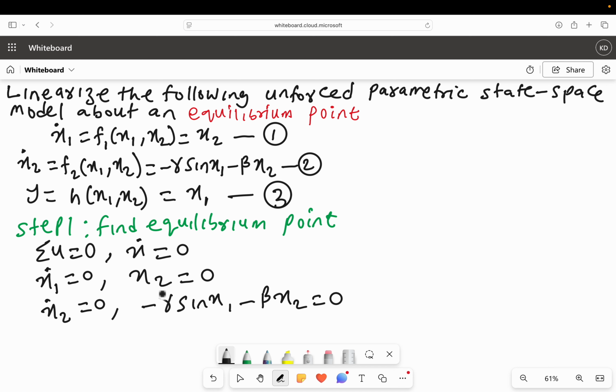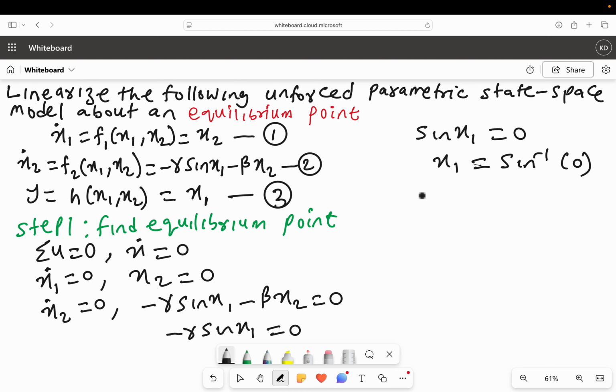But for the equilibrium point, we have already found that S2 is equal to 0. Substituting it into this, we have minus gamma sine x1 is equal to 0. So sine x1 will be equal to 0, and my x1 will be arcsine of 0. For arcsine of 0, we have multiple points: 0, pi, 2 pi, 3 pi, and several multiples of pi.